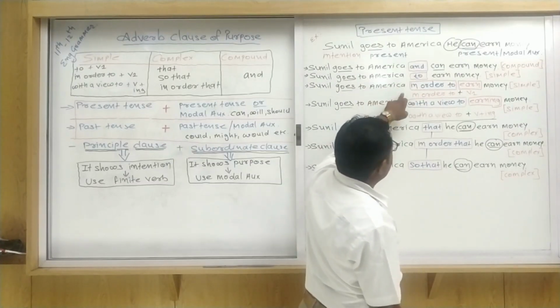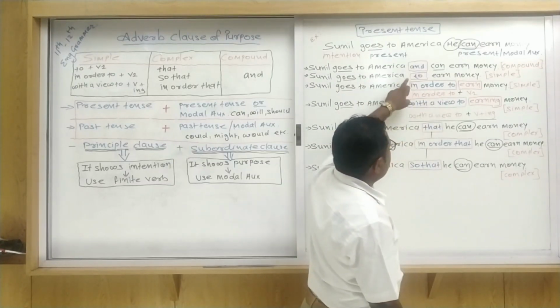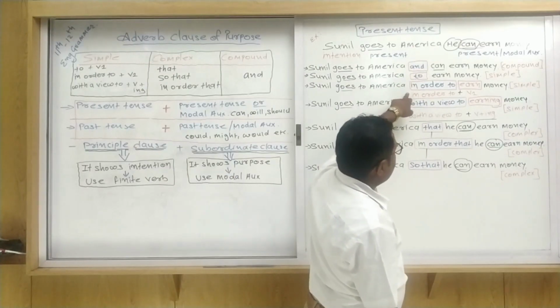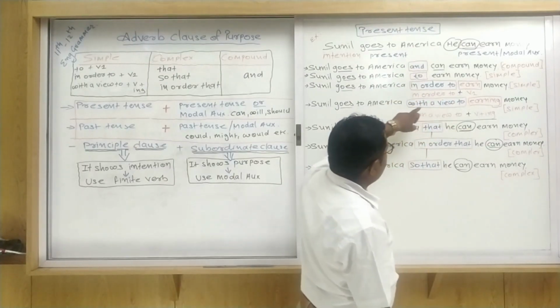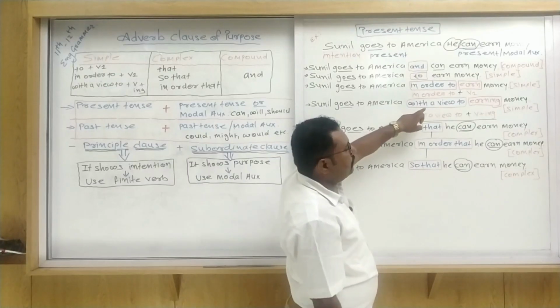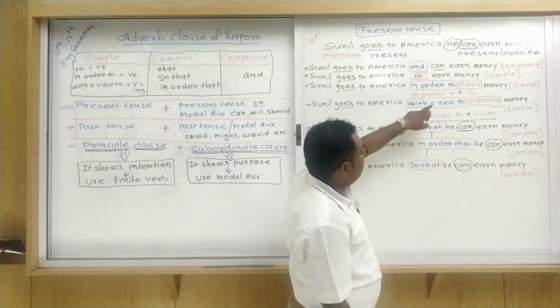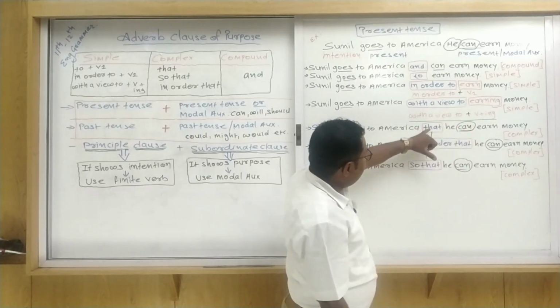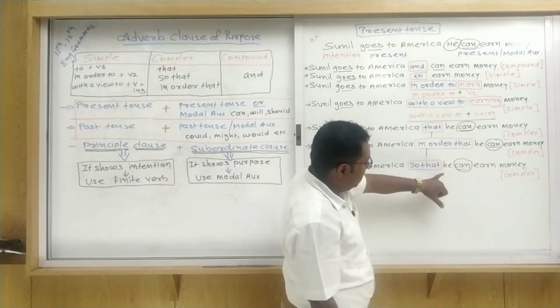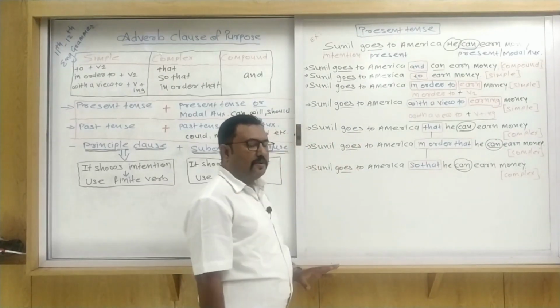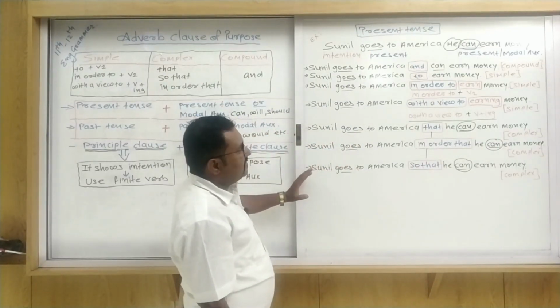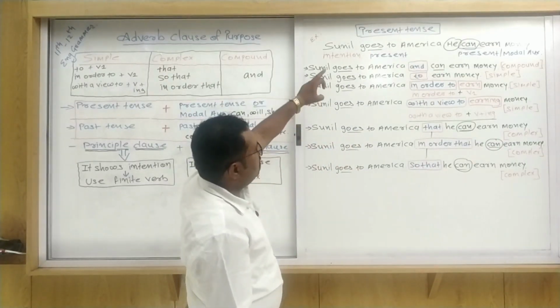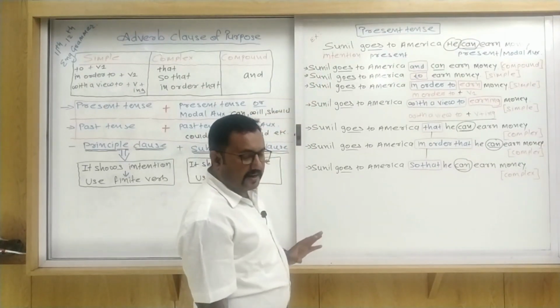And Sunil goes to America in order to earn money. To and in order to, we use V1 here. And when we use with a view to, at that time verb plus ing is compulsory. And after that, in order that and so that, the same structure is given.